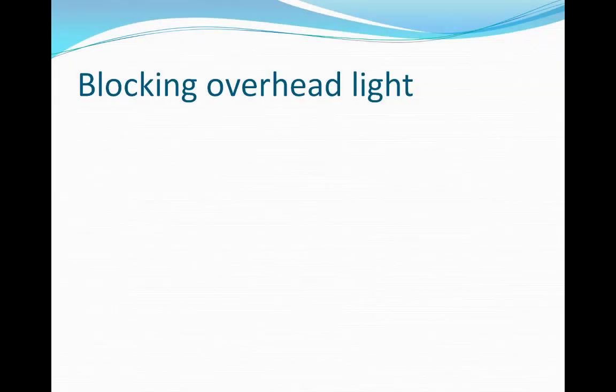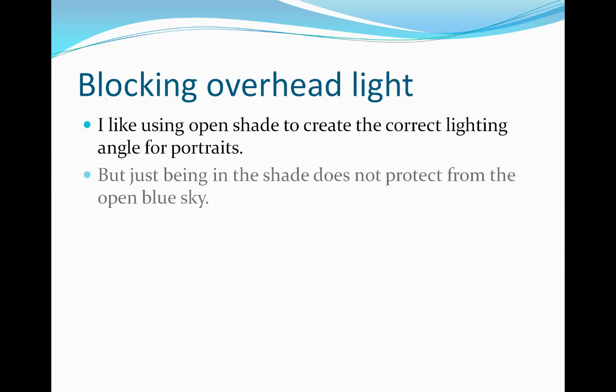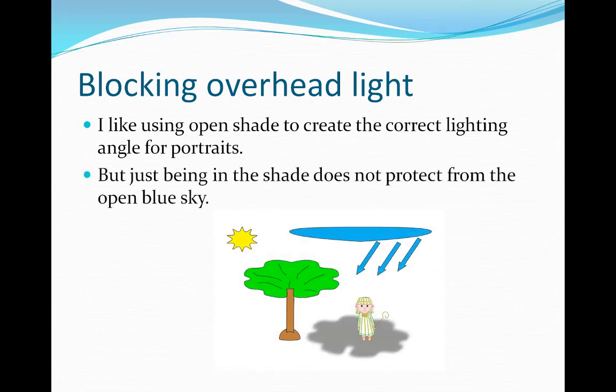So one of the things you want to do is block overhead light when you have a blue sky. I like using open shade to create the correct lighting angle for portraits. But just being in the shade does not protect from the open blue sky. As you can see here, under this tree, the subject isn't exactly under the tree, but is in the shade, and you get all this blue light that's going to be coming into the shade.